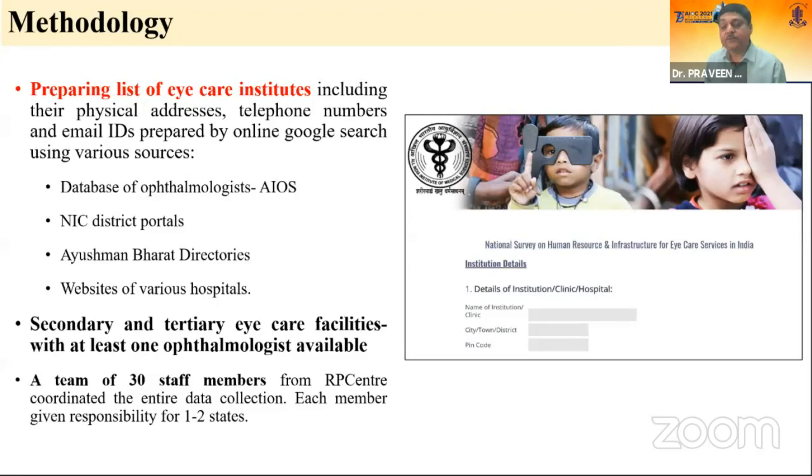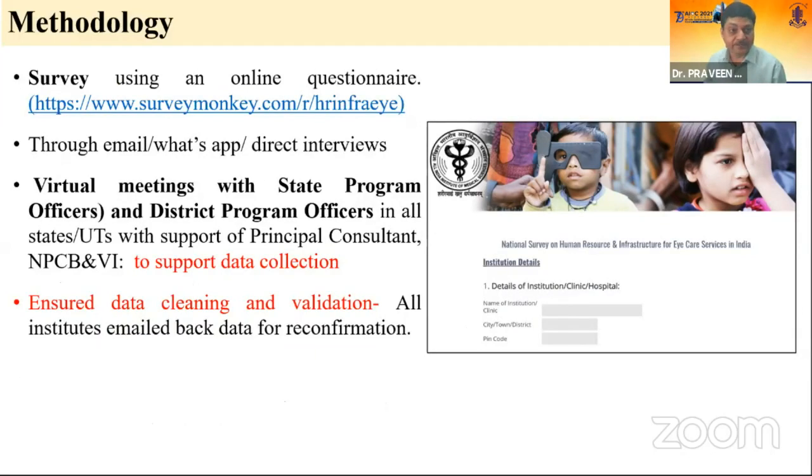We prepared the list of all the eye care institutes with the help of various databases. We got one from All India Ophthalmic Society, NIC portal of districts, Ayushman Bharat directories, and also websites of various hospitals. All the secondary and tertiary level eye care facilities were listed, which have at least one ophthalmologist, either part-time or full-time. A team of 30 staff members from RP Center made full use of work from home during the Corona time, and they were the coordinators for each state.